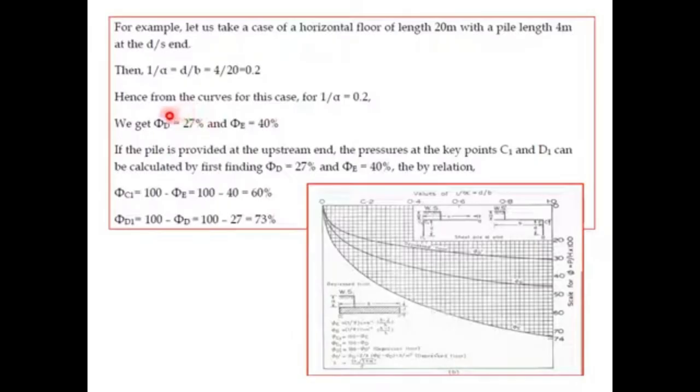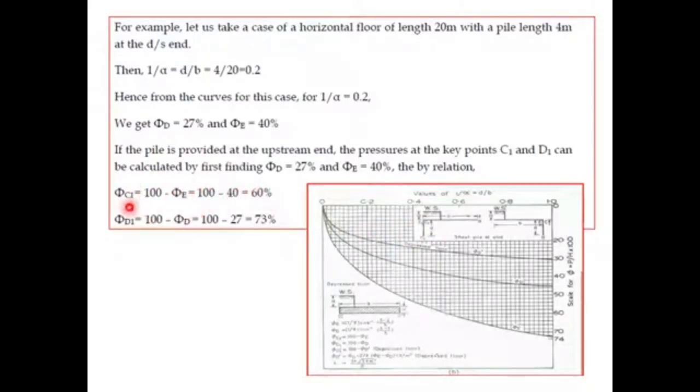So like this, we can read the values from the graph for 1 by alpha 0.2. Now, if the pile is provided at the upstream end, this is the upstream end, the key points are C1 and D1. For this value 0.2, we have already read 5D and 5E. So the pressure at C1 is 100 minus 5E, which is given in the graph, 100 minus 40, which is 60%.